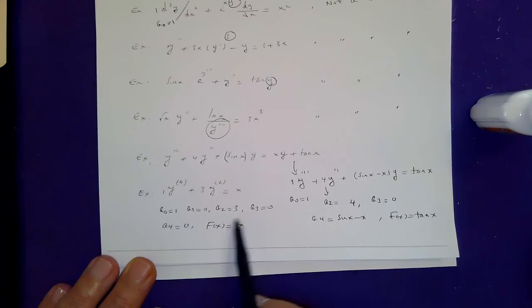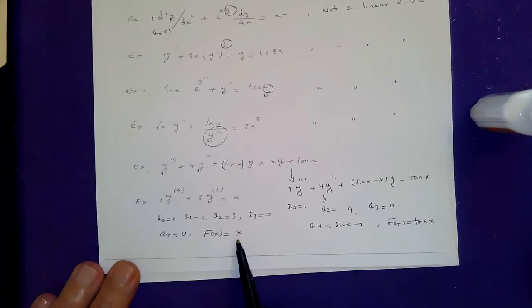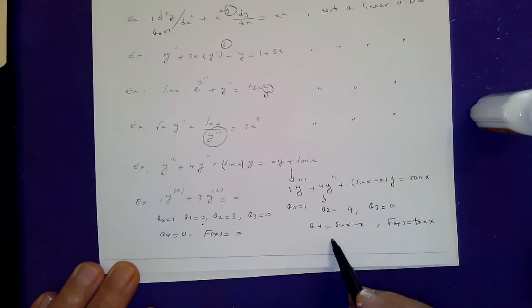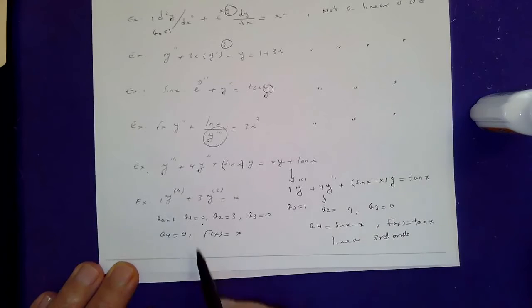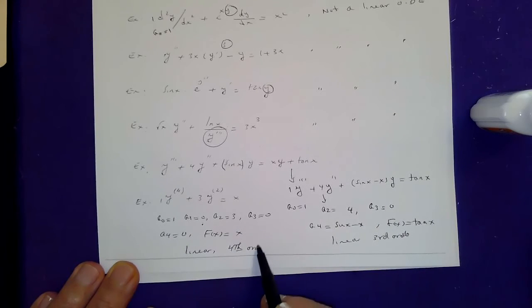Notice all these coefficients have to be functions of x. They could be 0 or constants. It's a-okay. So it looks to me this guy is linear. As a matter of fact, it's third order. And this guy is also linear. As a matter of fact, it's fourth order. Do you see it?